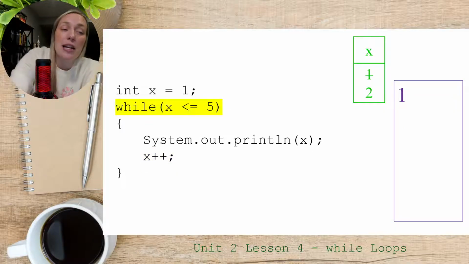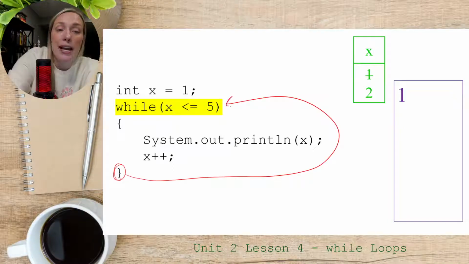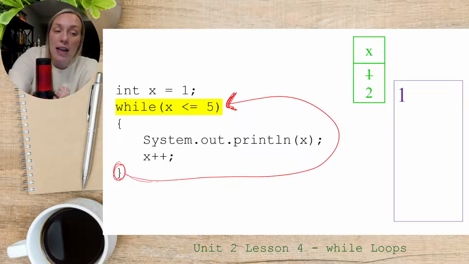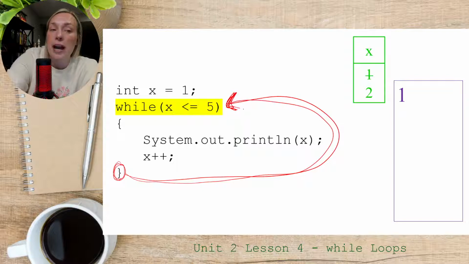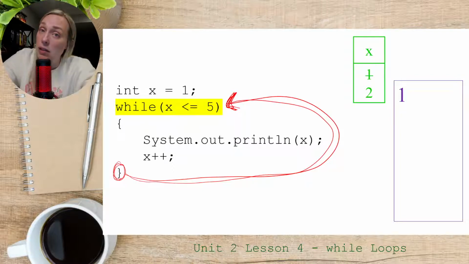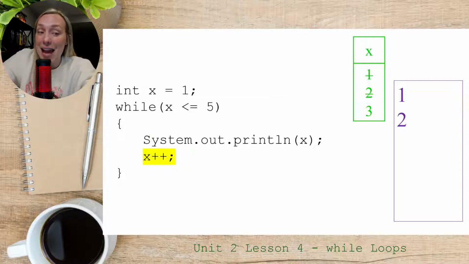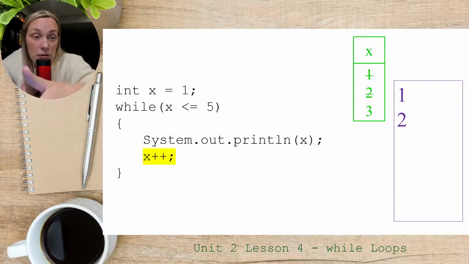Then because I reached the end of the block, I loop back up and check the condition again. The condition is checked once you reach the end, and then you loop back up and check it again. So is x still less than or equal to 5? That is true, so we run that set of statements again. I print off x, which is currently 2, and then x increases by 1, so it becomes 3.